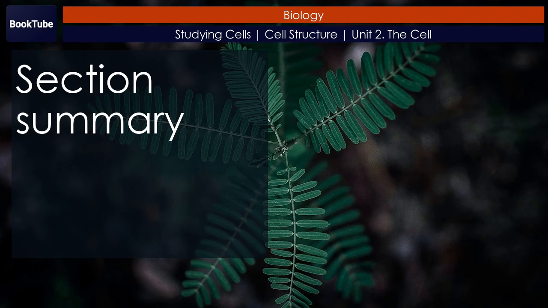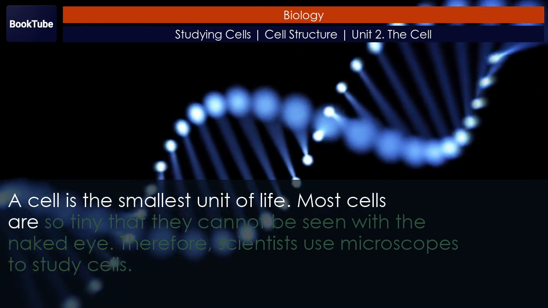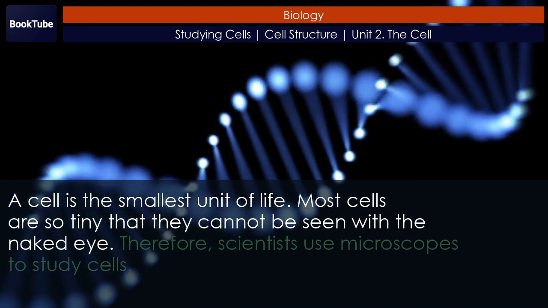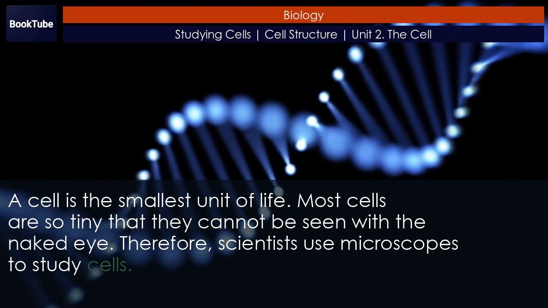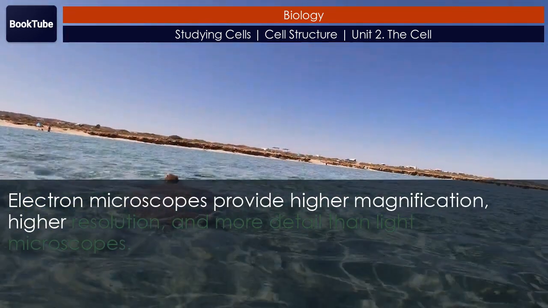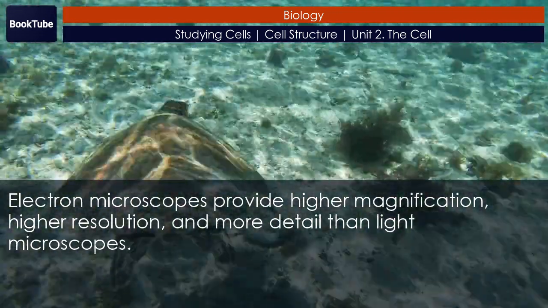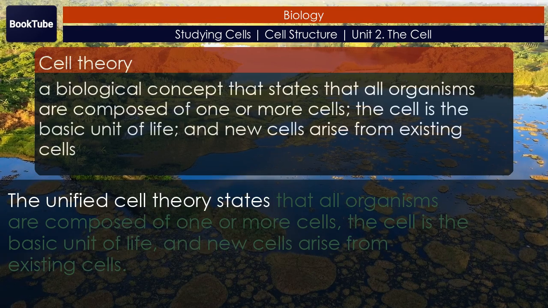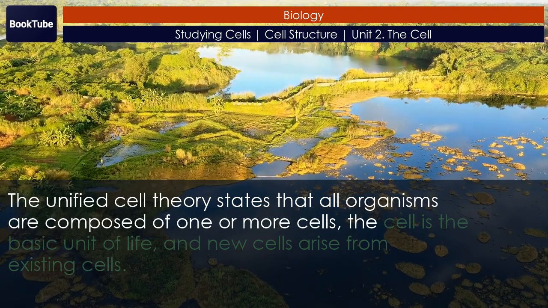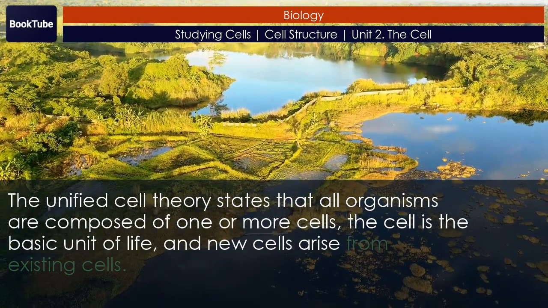Section summary. A cell is the smallest unit of life. Most cells are so tiny that they cannot be seen with the naked eye. Therefore, scientists use microscopes to study cells. Electron microscopes provide higher magnification, higher resolution, and more detail than light microscopes. The unified cell theory states that all organisms are composed of one or more cells. The cell is the basic unit of life, and new cells arise from existing cells.